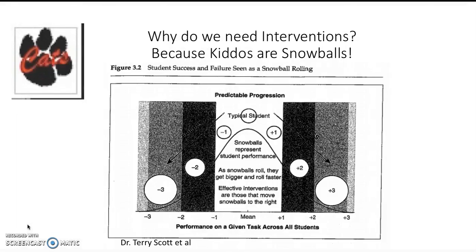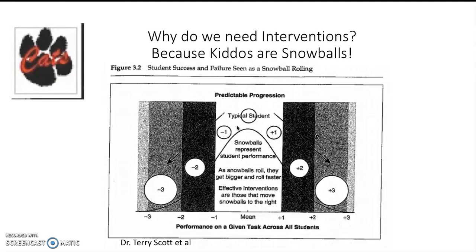So why do we need interventions? This is another analogy that Dr. Terry Scott came up with, which is brilliant. He imagines a student as a snowball at the top of a snow hill, and this is a curve. We've seen these before in statistics, and he contends that a series of successes and failures will move this student one way or the other on the curve.